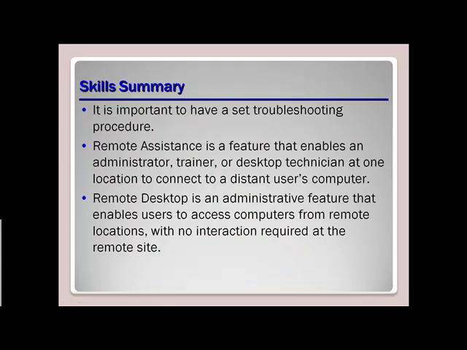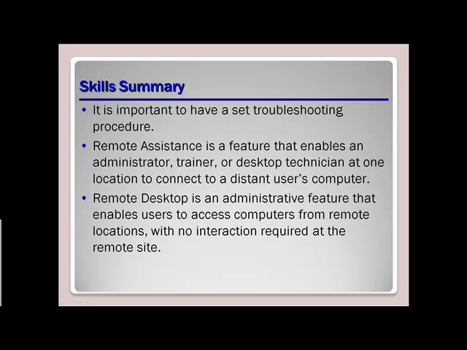Alright, so let's talk a little bit about what we have talked about in this chapter. Well, it's important, of course, to have troubleshooting procedures available to you at all times so that you can diagnose and troubleshoot systems. And by having a consistent troubleshooting method, you are going to have more success at troubleshooting Windows 7 issues. Some of the tools that are available for troubleshooting those issues include remote assistance tools. And remote assistance, of course, is a feature that enables an administrator, trainer, or desktop technician at one location to connect to a distant user's computer. It improves productivity and is a very, very useful function.